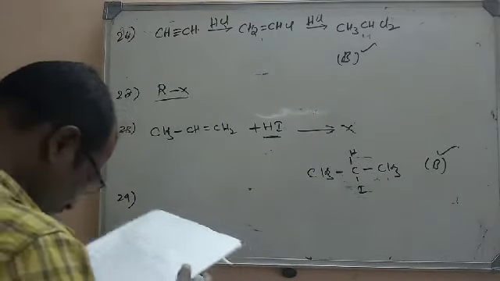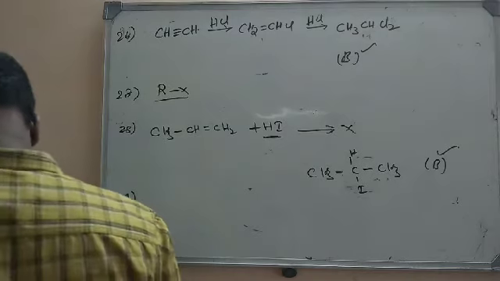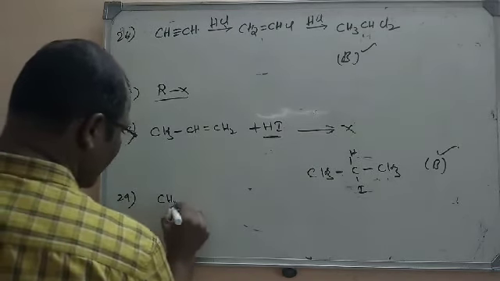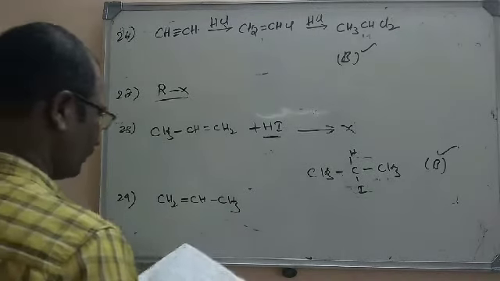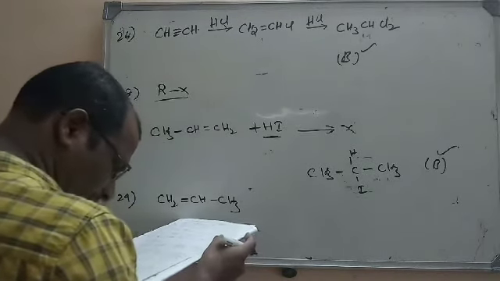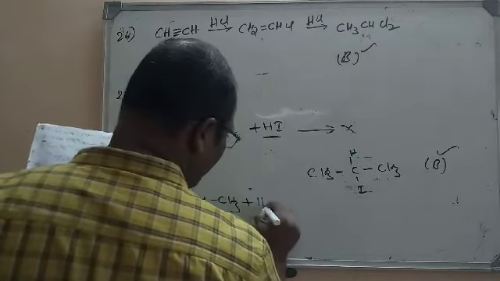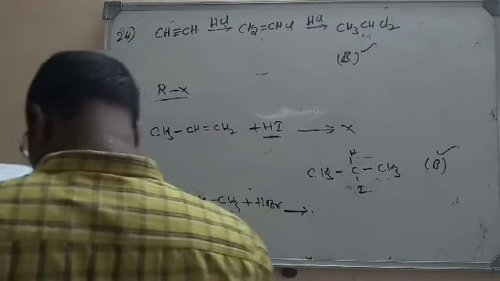The reaction here also again has some alkene given, CH2=CH-CH3. This is also propene, plus HBr. Here also what is taken here? HBr is given.